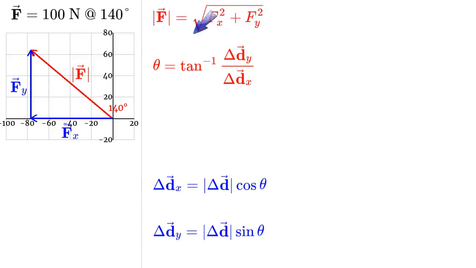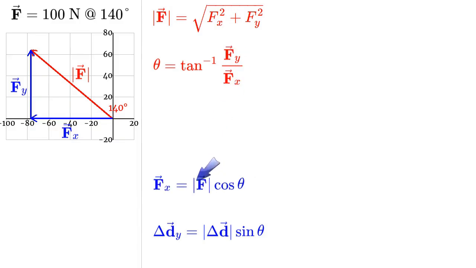So the magnitude of the force is equal to the square root of the x component squared plus the y component squared, just like it is for displacement. In the second formula, I'm going to do the same thing. I'm going to change the delta d's to f's. Same thing in the third formula. Same thing in the fourth formula. You can use these trig formulas for any vector, regardless of whether it's force, velocity, displacement, or anything else.